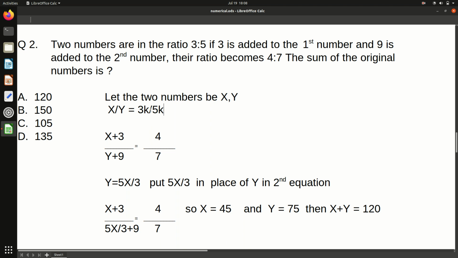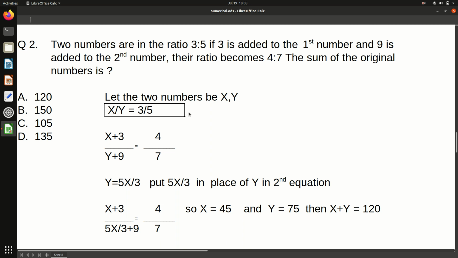But since k is both in the numerator and denominator, we can remove k and we can just write x/y equals 3/5. This is the first equation. Now it is saying if 3 is added to the first number, so first number is x, so I have added 3, and 9 is added to the second number, so second number is y, so I have added 9. Then the new ratio becomes 4/7. So I have written (x+3)/(y+9) equals 4/7. Again, here also it should be 4t by 7t, but since t is both in the numerator and denominator, we can cancel it out.